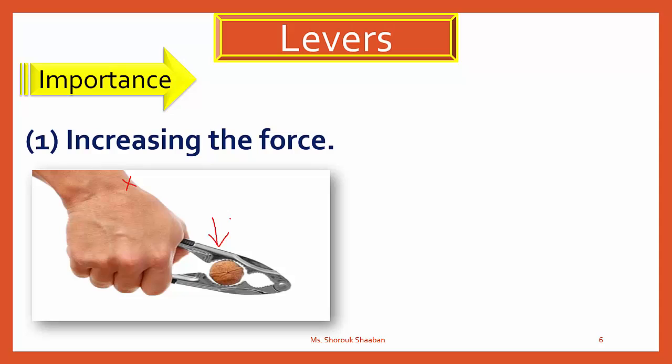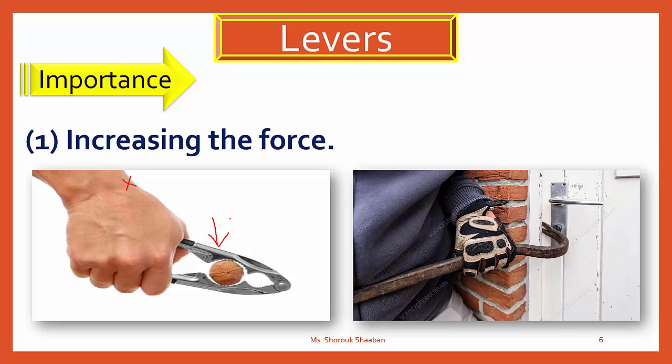So again, this lever, this nutcracker, increases my force, lets me have more force so that I can open this knot. Also here, the door is very hard. I cannot open it with my hand or even with my body. So this crowbar lets me have more force, like it's increasing my force. Now I can open the door more easily.